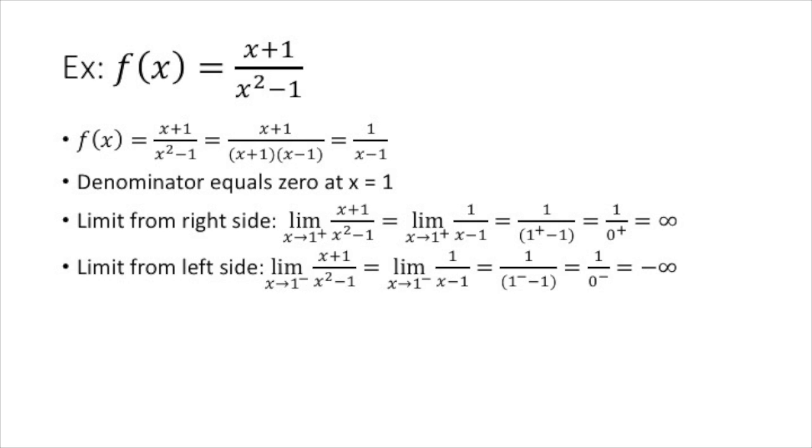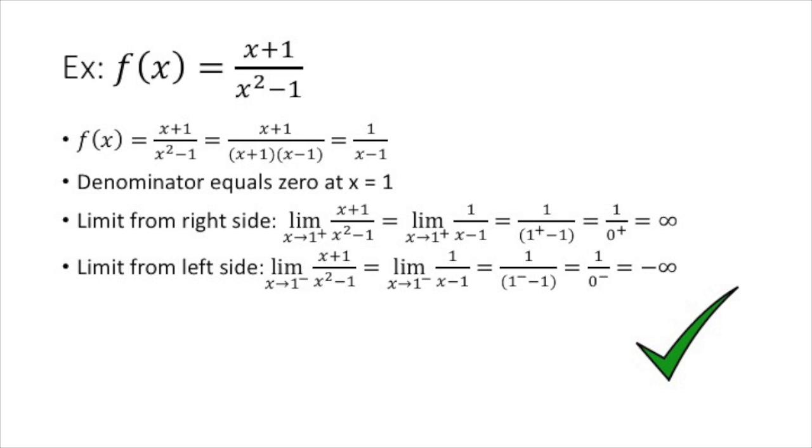Now let's test it from the left. So again, we simplify my function until we can't anymore. So now we have 1 over x minus 1. I plug in 1 minus for x. Remember that 1 minus is slightly less than 1. So now when I do 1 minus minus 1, I have a number that's a little below 1 minus 1. So that's going to give me a very small negative number, 0 minus. 1 over 0 minus will give me negative infinity. So as my x values approach 1 from the left, my y value is going to approach negative infinity. So now I know how my function behaves on both sides of the asymptote.